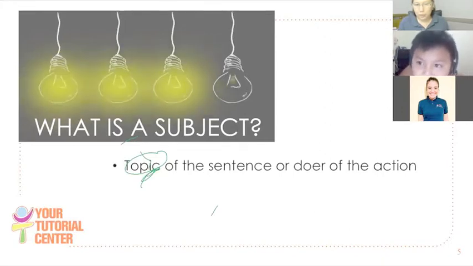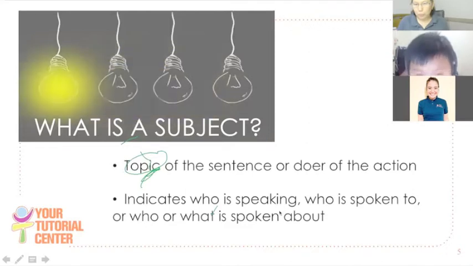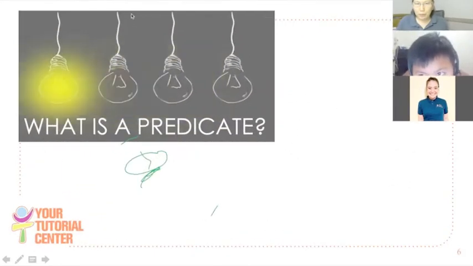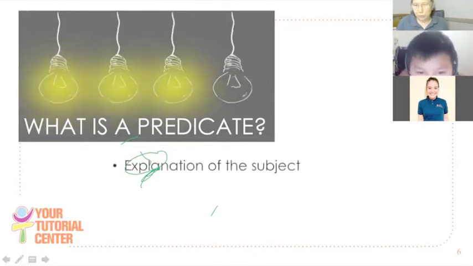So another way to put it, the subject is what we are talking about. So who is speaking, who is spoken to, or what or who is spoken about. In other words, when you're asked, what is the sentence about? The other part of the sentence is called a predicate. Vince, what is a predicate? Do you know what a predicate is? I forgot. So what does it do? Explanation of the subject. Right. So it explains the subject.